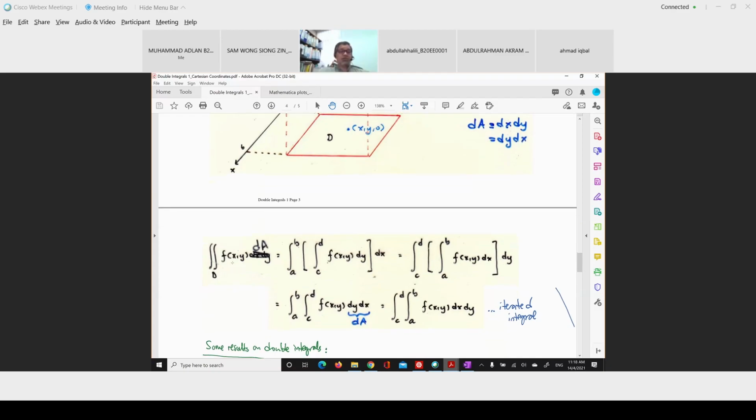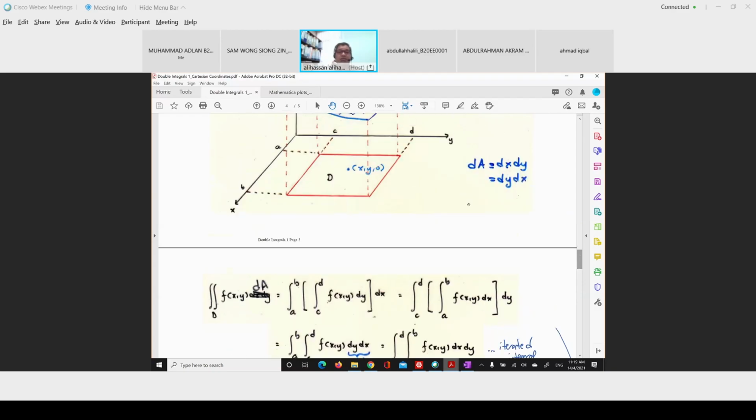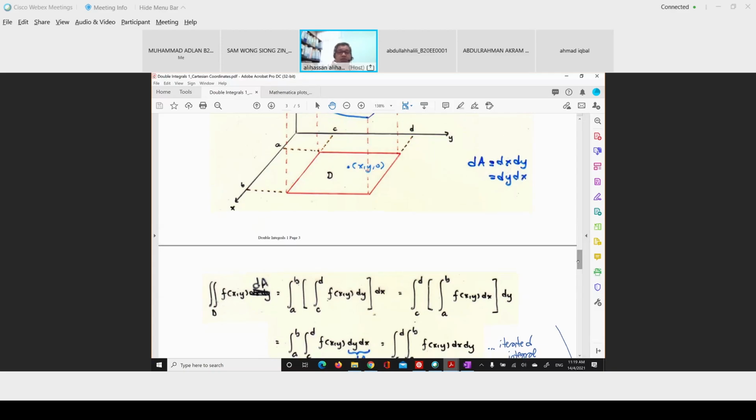So one technique of evaluating the double integral of f(x,y) dA is to first, it's a double integral, first we evaluate the integral with respect to y, holding x constant. So the limits of integration here are the limits for y. So y is between c and d. Okay, in this diagram here, y is between c and d. So we evaluate the integral with respect to y first, holding x as a constant.